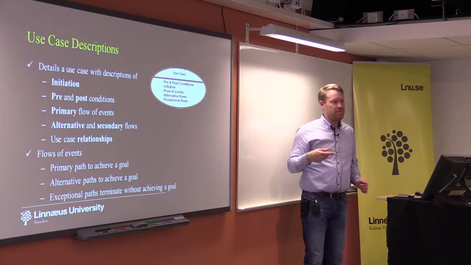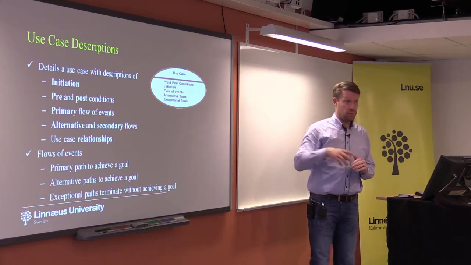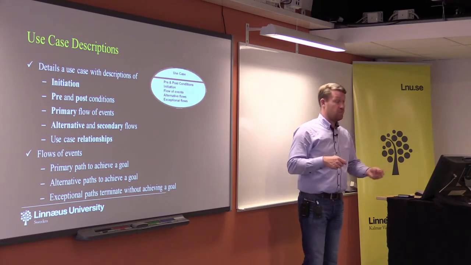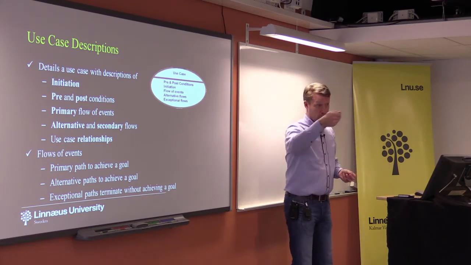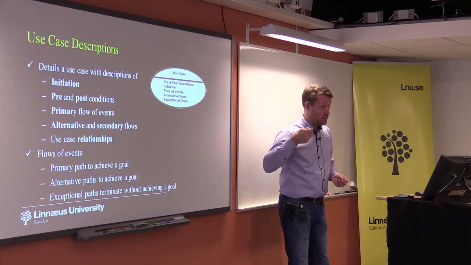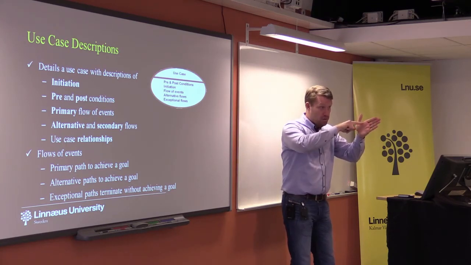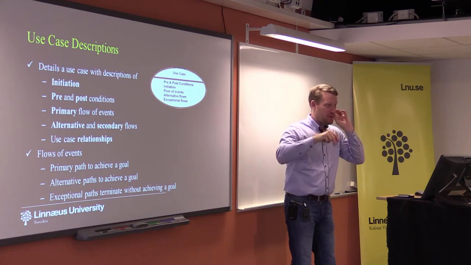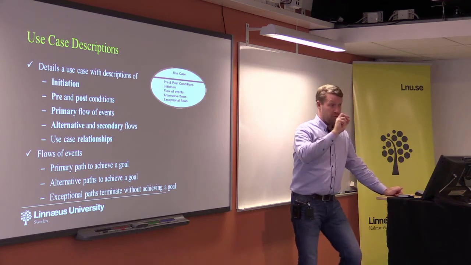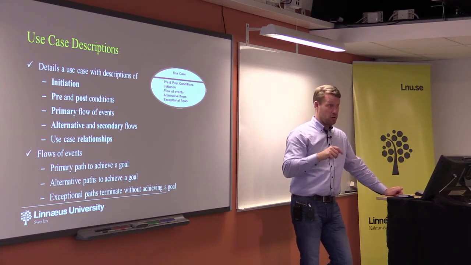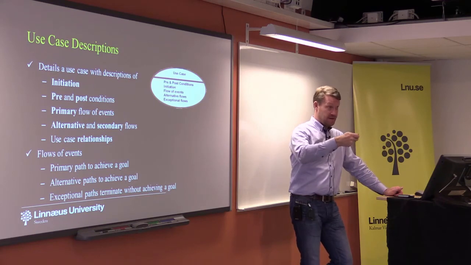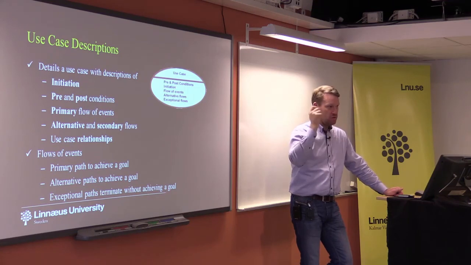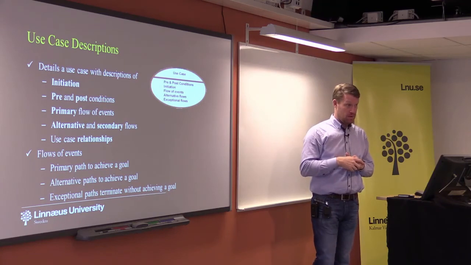So the primary flow of events for the ATM will take us from entering the card to getting the money and your receipt, and there will be no glitches along the road. There will be perfect reading of the chip on the card. There will be no problems entering the PIN code. You will enter an amount that, well, is okayed by the bank, and you will get the money and the receipt. No problems. That's the primary flow of events.